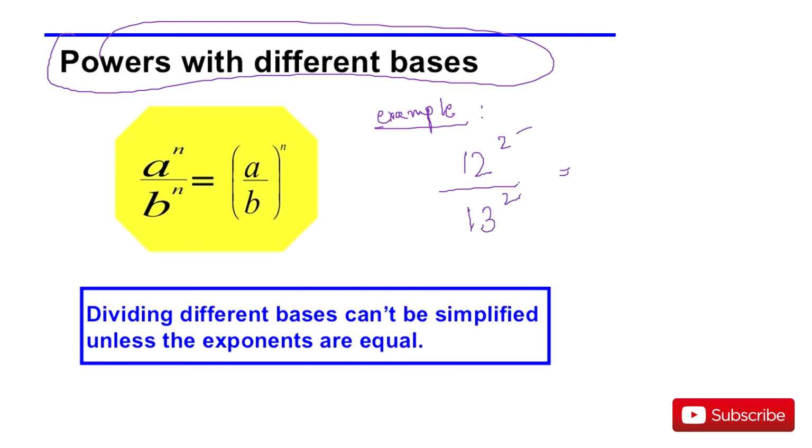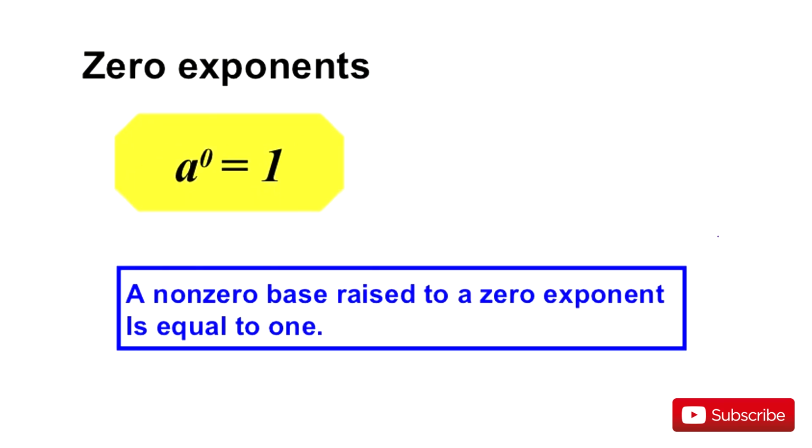So in this case, since powers are same, what I will do is I will take the power common outside, that is 2. So that means dividing different bases can't be simplified unless the exponents are equal. Understood? Zero exponent सबसे easy है, right?